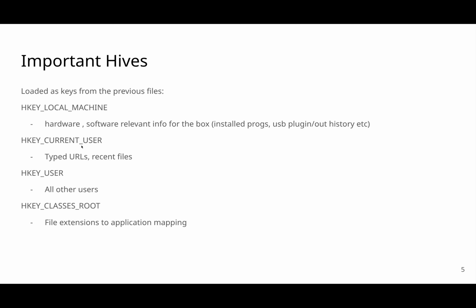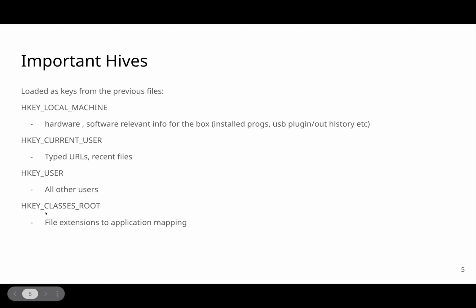Now for the hkey_current_user case, we can find the URLs that they typed in their browsers and the recent files they have accessed. The hkey_users hive relates to all other users apart from the current user. Okay, so you might find info on all other installed users of the system.